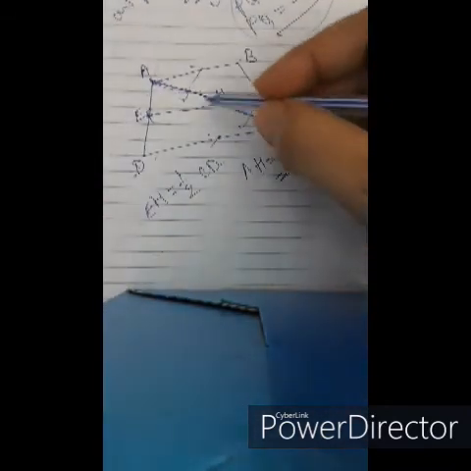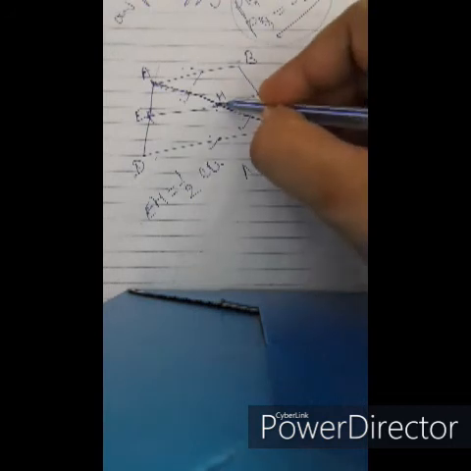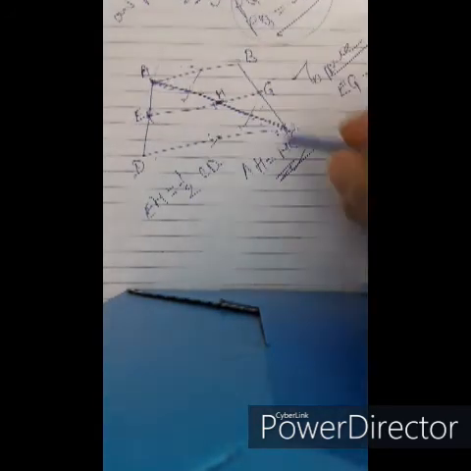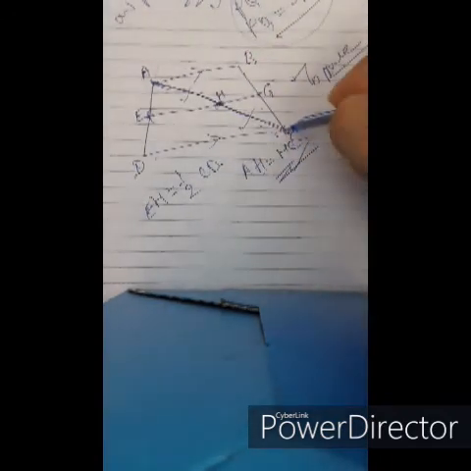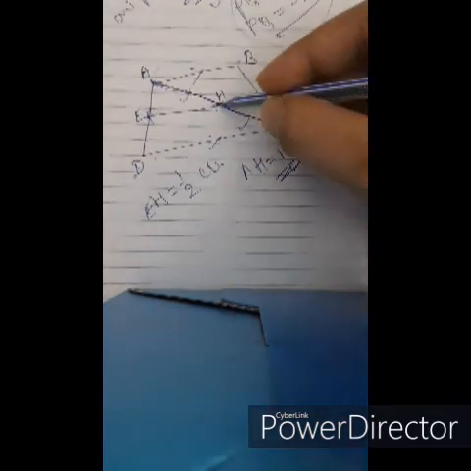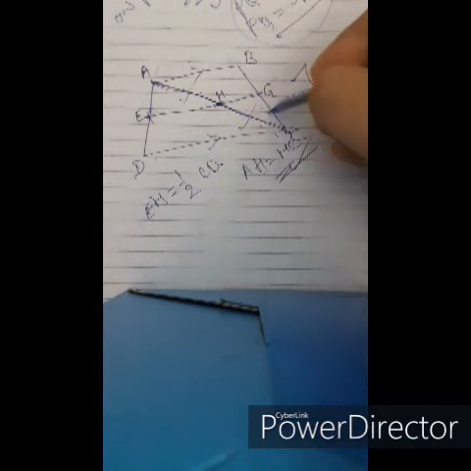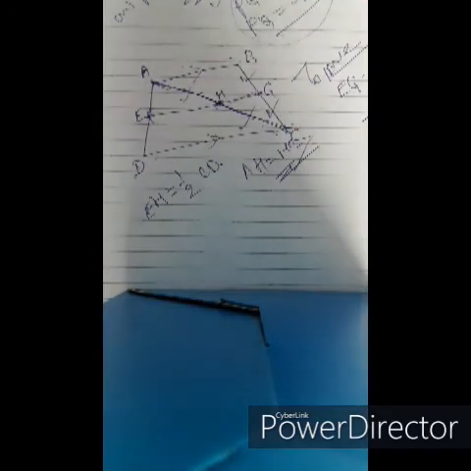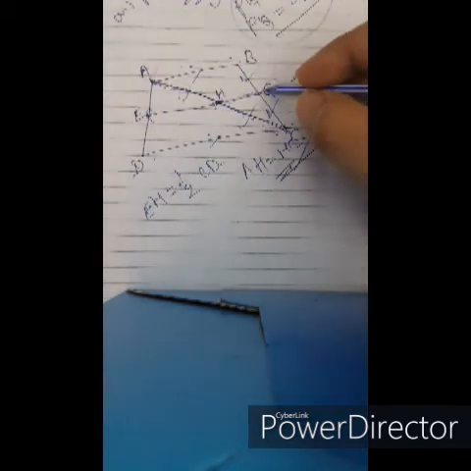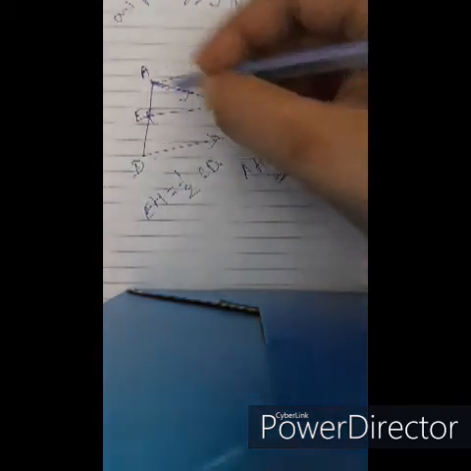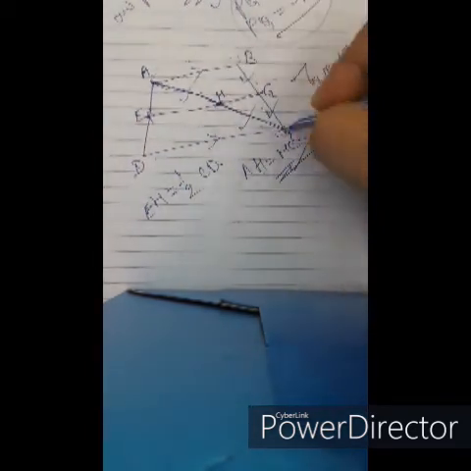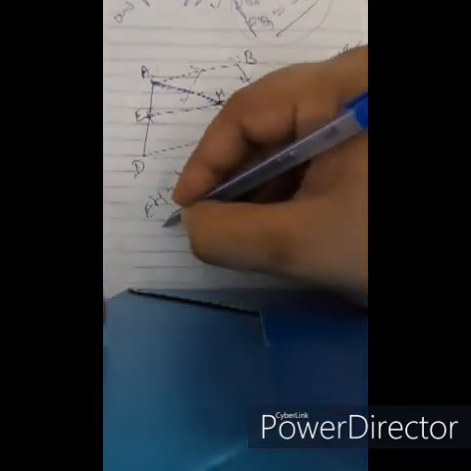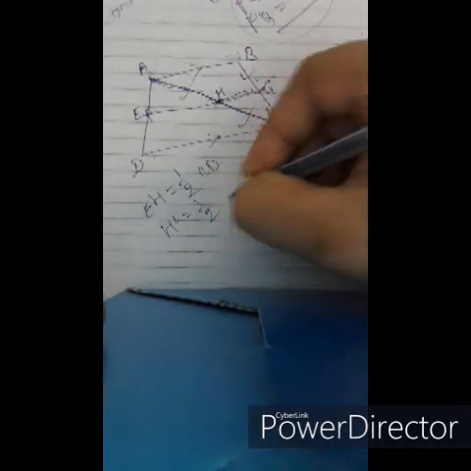Also, H is the midpoint of AC and HG is parallel to AB. That makes GC equals BG. G is the midpoint of BC. Again, H is the midpoint of AC and G becomes the midpoint of BC. So HG becomes half of AB.